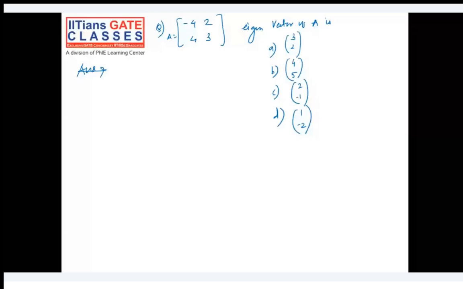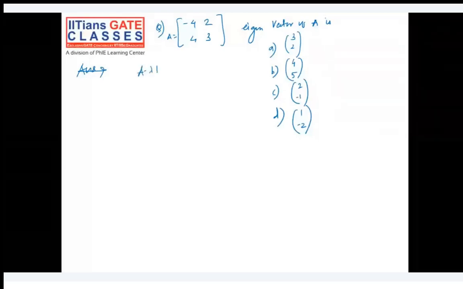Yeah, there are 2 ways to solve it. One is, you know that (A minus lambda I) times x equal to 0 is an equation which you can use. So in short, Ax equal to lambda x, you know. The first one is the trial and error method.